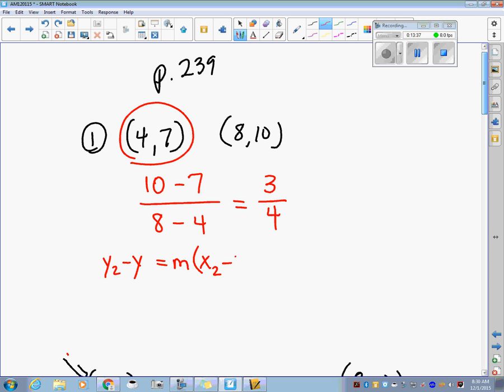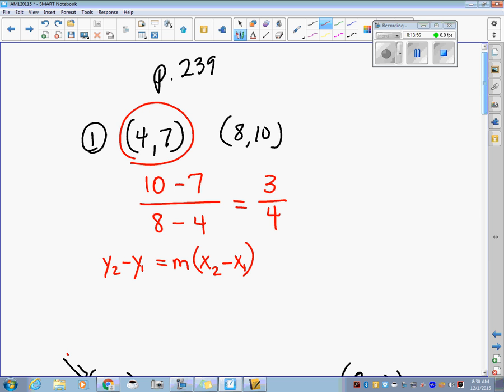Now, the most complicated thing is people want to put both points in. If you put both points in, you're not going to have an equation. You're going to have a number equals a number. So if you don't get an equation, most likely you forgot and put both values in.